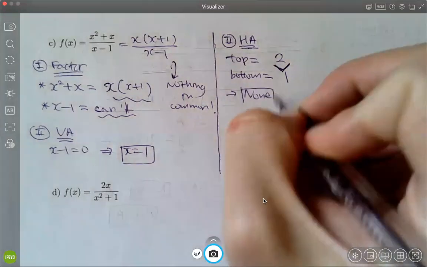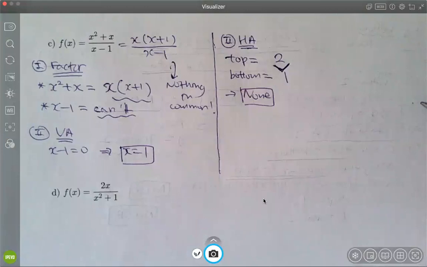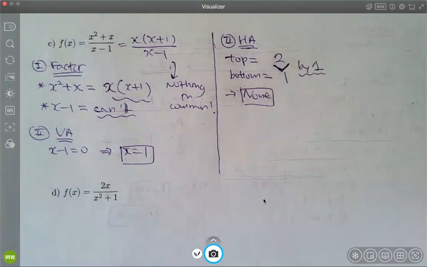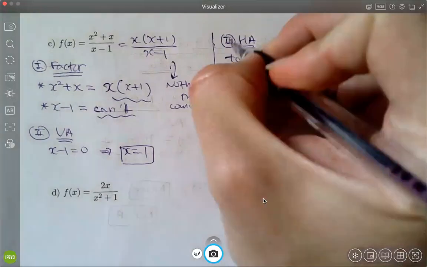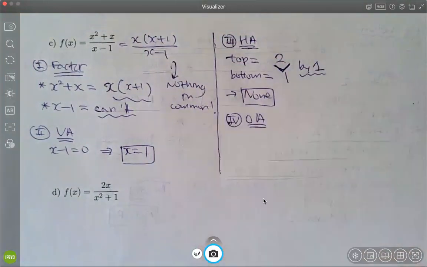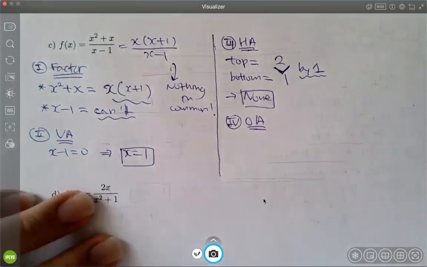Now, is the top degree bigger by 1? Yes, right? So what does that mean? There will be the oblique asymptote. Okay, so there will be the oblique asymptote. So now, how do you find oblique asymptote? You do the synthetic division, right? And it says you divide top by the bottom. And for the synthetic division, remember, you need the dividend and the divisor. Which one is the dividend? X squared plus x or x minus 1?